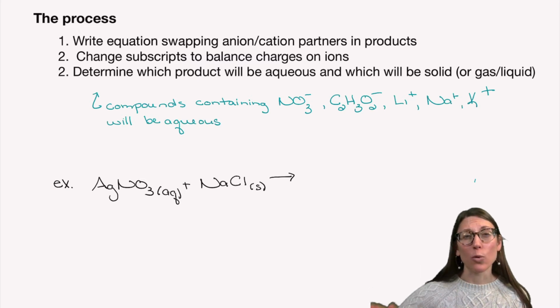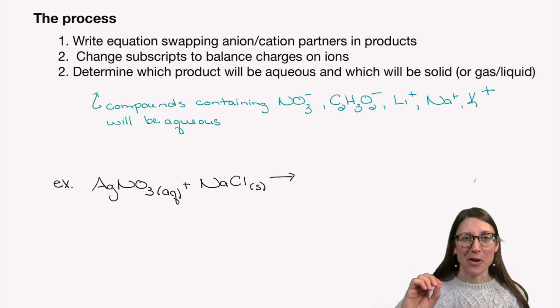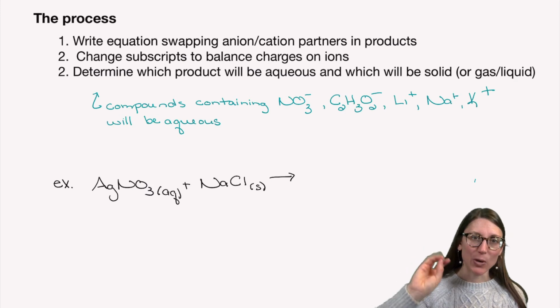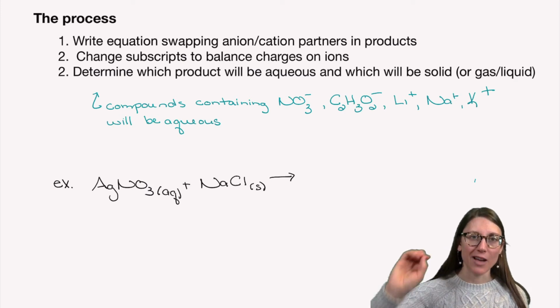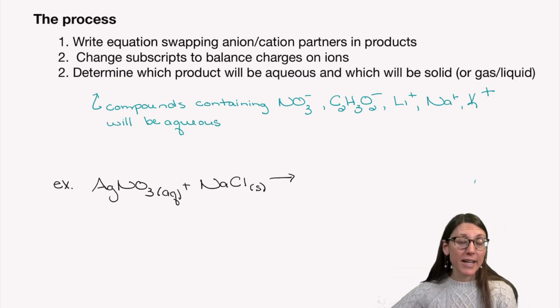But there certainly are more solubility rules. That's enough for us. So nitrate, acetate, and then group 1 cations. Those are going to be aqueous. The other thing will be your precipitate. Let's take a look at 3 examples so you see how this process works.